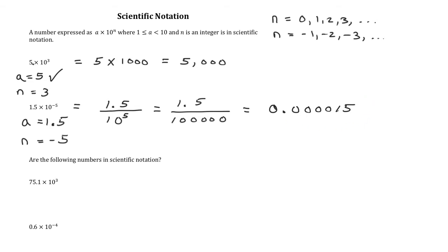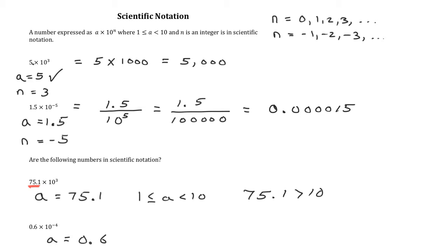And just really quick, looking at the last two examples at the bottom. So these two numbers are not in scientific notation if you're being technical about it. Here a is equal to 75.1, and this is not between 1 and 10. And in fact, it is greater than 10. So even though it kind of looks like it is in scientific notation, the problem is this value here is greater than 10.